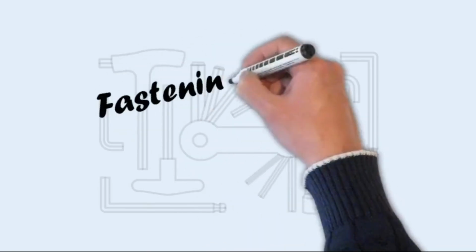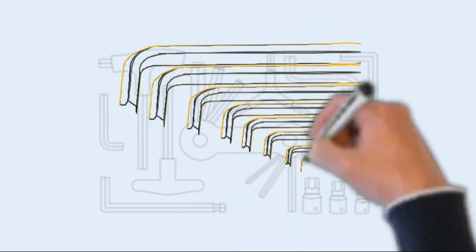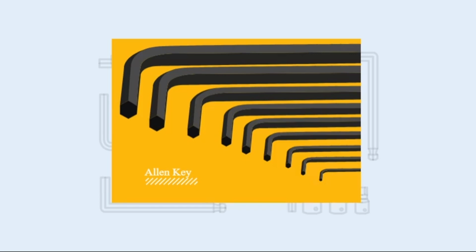In this session, we're going to look at fastening tools. The first one we're going to look at is this. Now I know this as an Allen key. An American may know this as an Allen wrench.